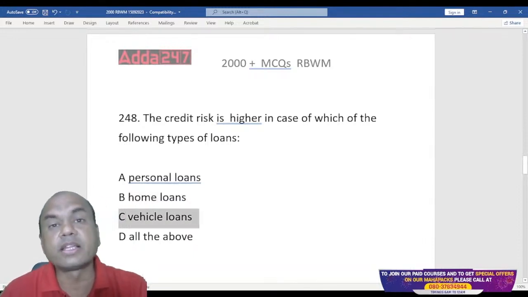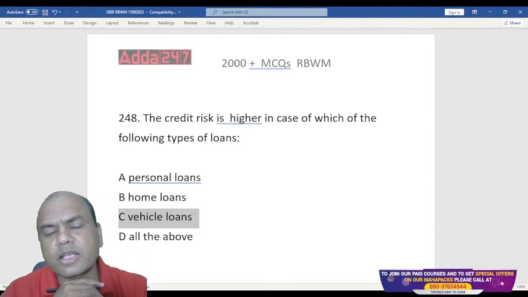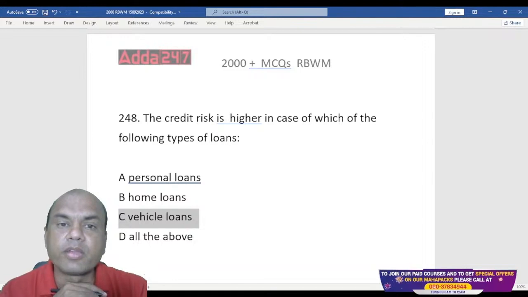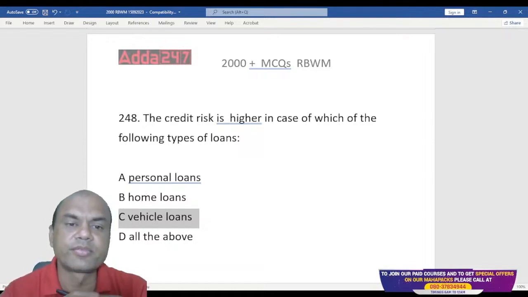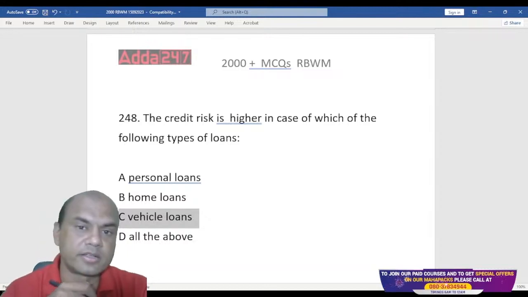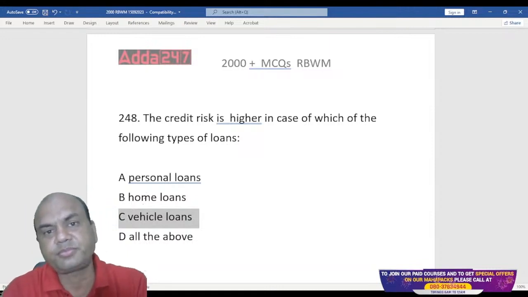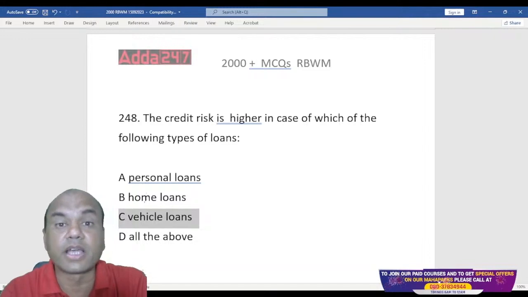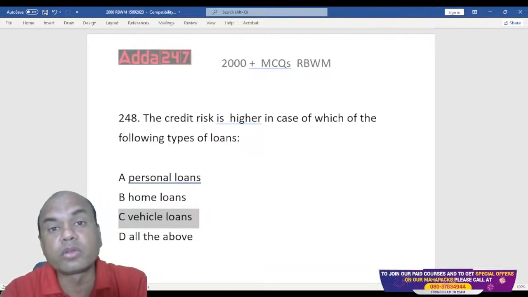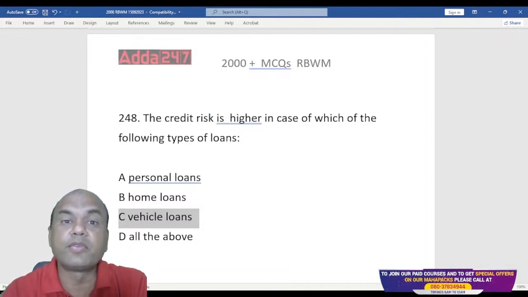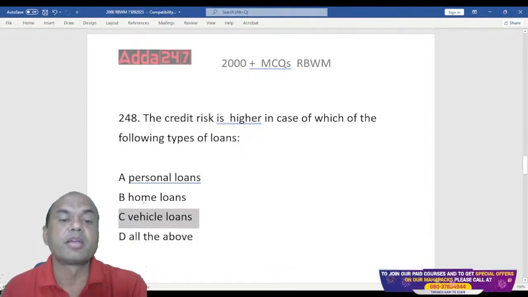In case of vehicle loans, what is done to the vehicle? Is it mortgaged, hypothecated, or assigned? It is hypothecated. A vehicle is always hypothecated. Home loans, the home is always mortgaged. Gold loan, gold is always pledged. FD overdraft, FD is lien marked. Got it? Let's move on.